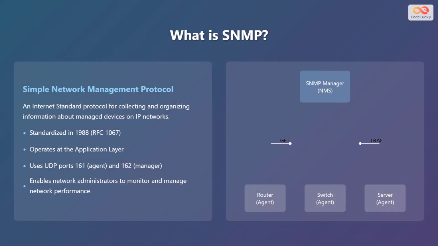Simple Network Management Protocol, or SNMP, is an Internet standard protocol used for collecting and organizing information about managed devices on Internet protocol networks. It helps network administrators monitor and manage network performance. SNMP was standardized in 1988, as defined in Request for Comments 1067. It operates at the application layer of the OSI model and uses User Datagram Protocol, or UDP, ports 161 for agents and 162 for the manager.